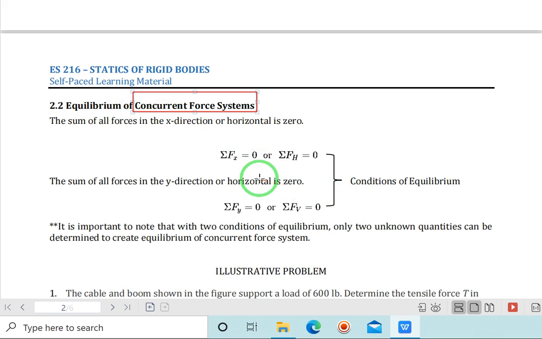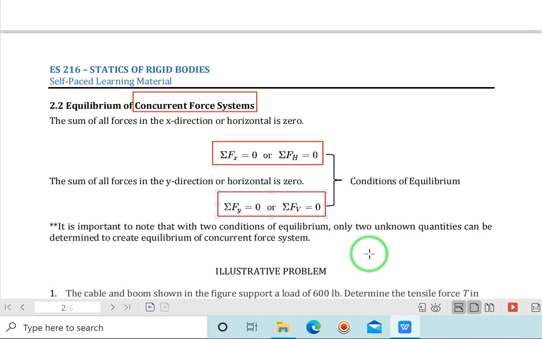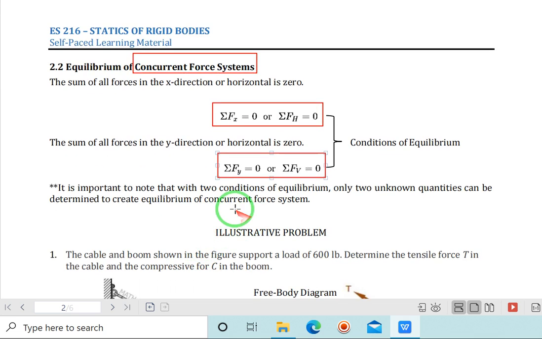So there are only two conditions of equilibrium that can be applied: summation of forces along x is equal to 0, and summation of forces along y is also equal to 0. It is important to note that with two conditions of equilibrium, only two unknown quantities can be determined. If you have more than two unknowns for a concurrent force system, your system cannot be solved because you can only use two conditions of equilibrium.